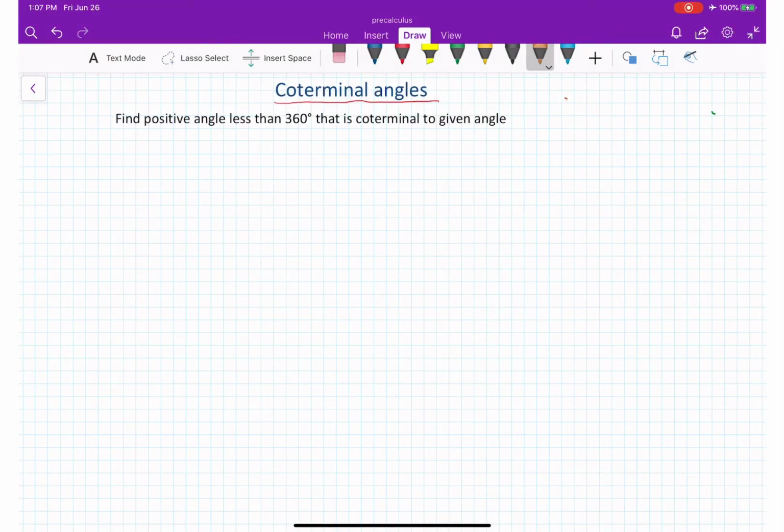Okay, we are going to talk about coterminal angles. Before I go ahead and solve a couple of problems, I would like to explain real quick, give you an idea what a coterminal angle is.